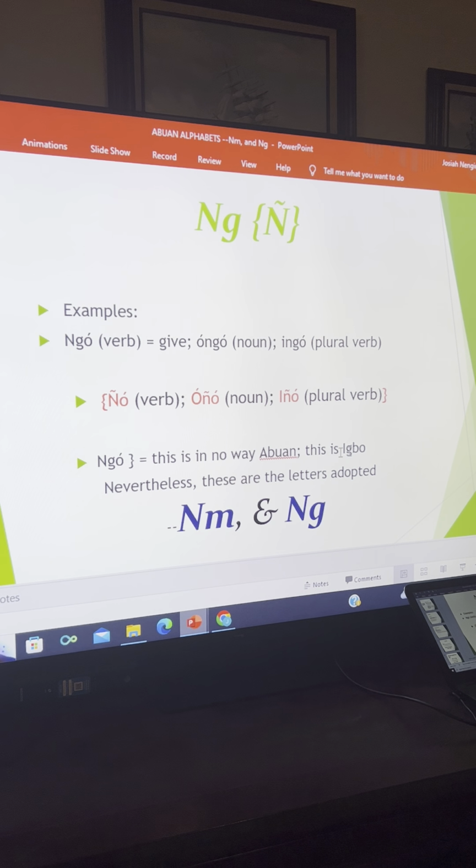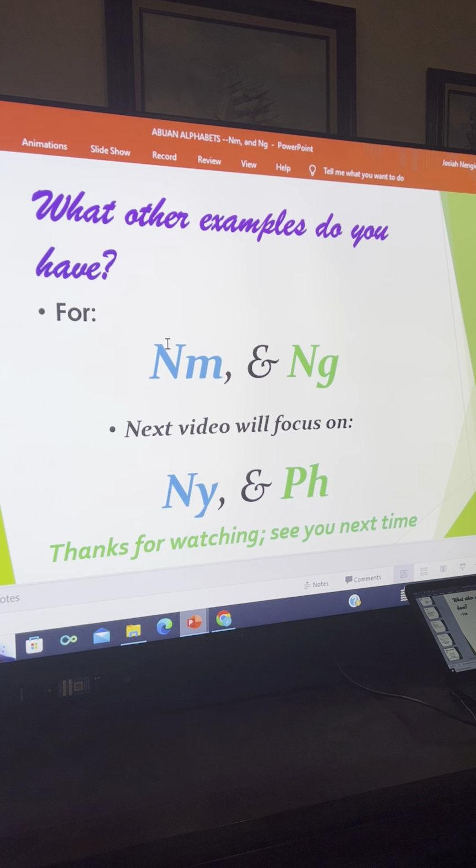This is what we're using regardless. But in my argument, this is purely an Igbo combo. It has nothing to do with Abuan. But this is what we're using. This is ma, and this is nga, ma, nga. That's what we're using. All right, so what are the examples that you have for these combo consonants? You can post your remarks, your questions, your examples in the comment section. The next video will be focusing on this combo consonant.